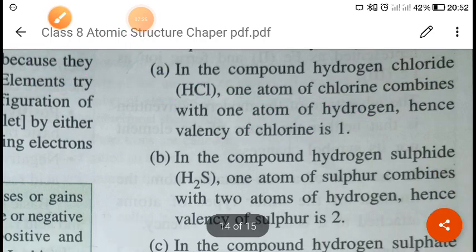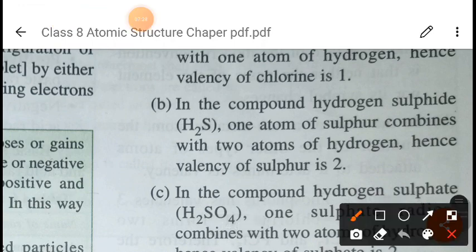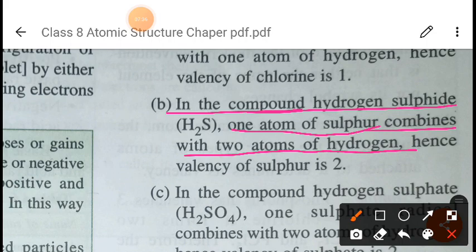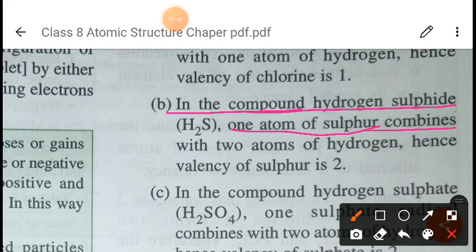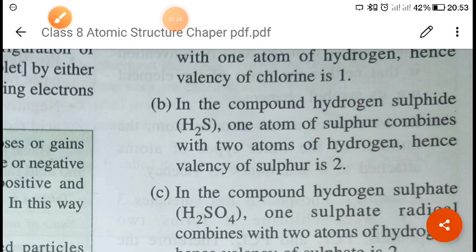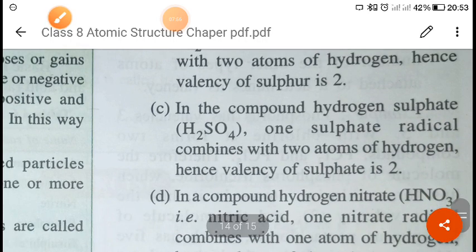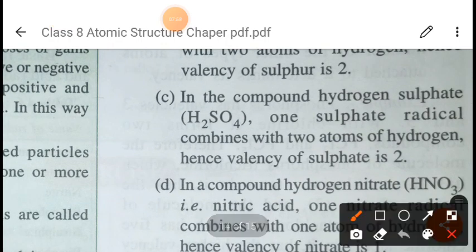Okay, now next case is hydrogen sulfide, H2S. As you can see, in the compound of hydrogen sulfide, one atom of sulfur is combining with two atoms of hydrogen. So at that time we can say the valency of sulfur is 2. So you are seeing, right? Valency is the combining capacity of the atom of an element.